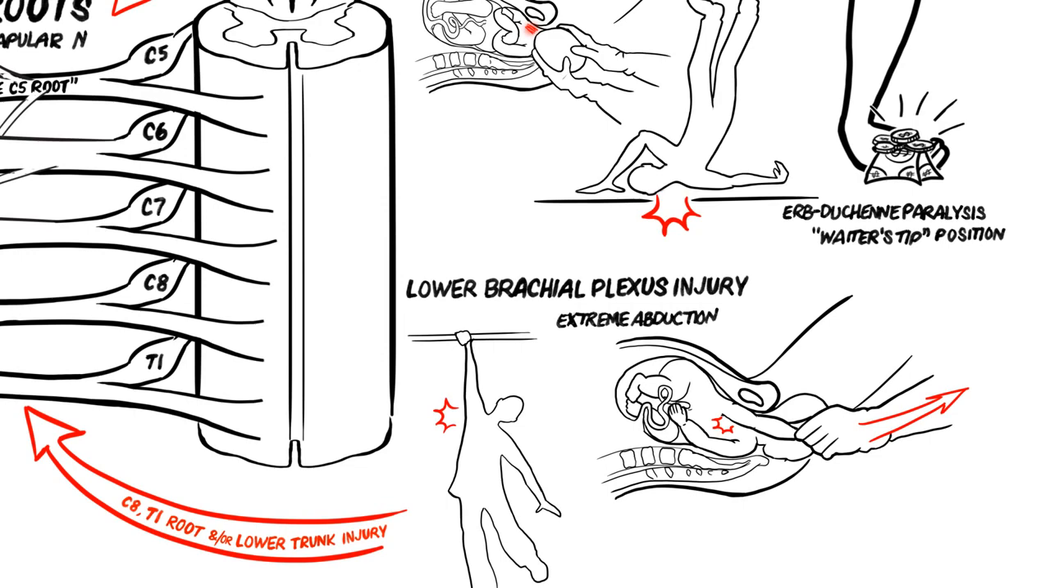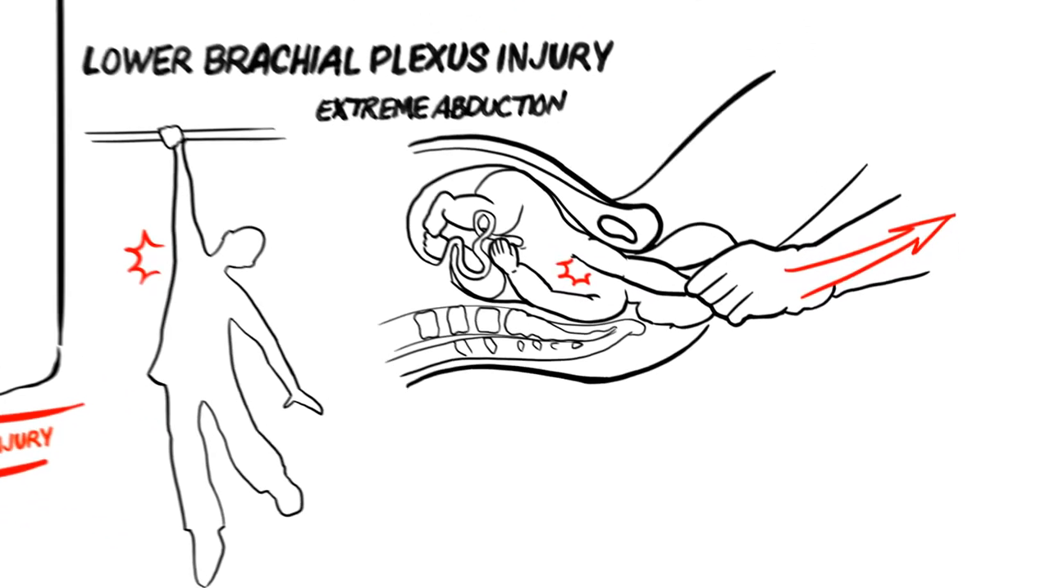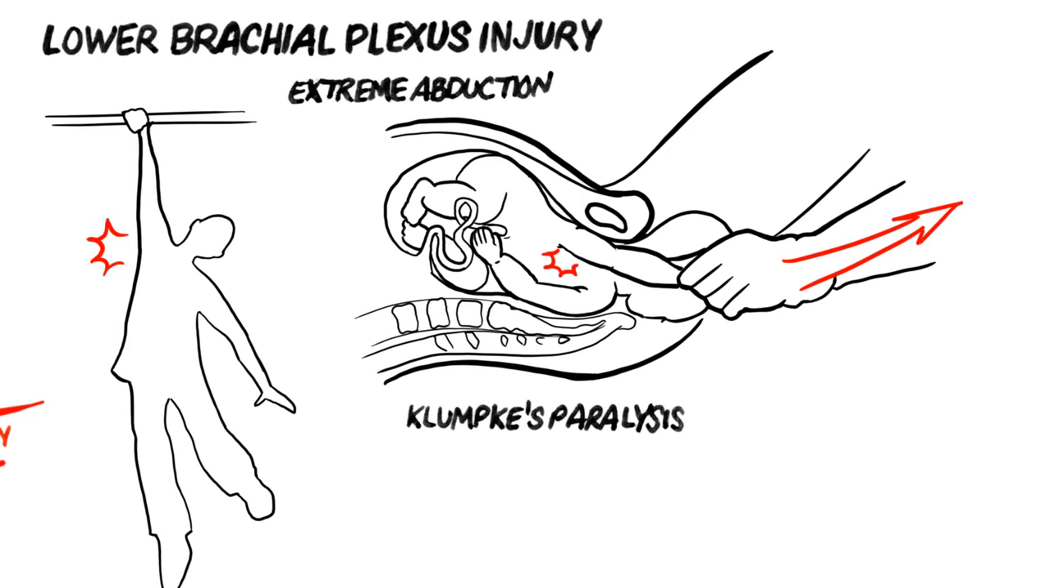Damage to these structures compromises muscles in the forearm and hand, resulting in Klumpke's paralysis. Klumpke's paralysis is typified by claw hand, in which the fingers are flexed.